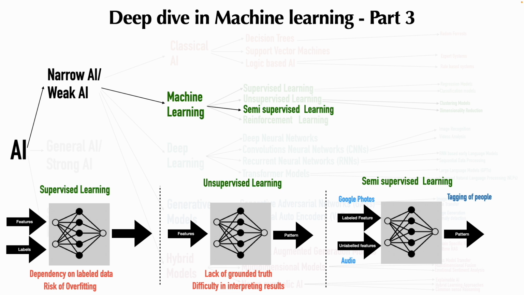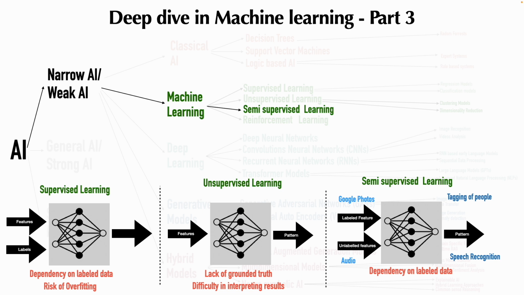Speech recognition in the audio industry. Semi-supervised learning is widely used for speech recognition, combining a small amount of labeled audio data with a large amount of unlabeled data to improve accuracy. Once again, it's not like this doesn't have any limitations. The top limitation is dependency on the labeled data. Semi-supervised learning still requires some labeled data to guide the learning process.